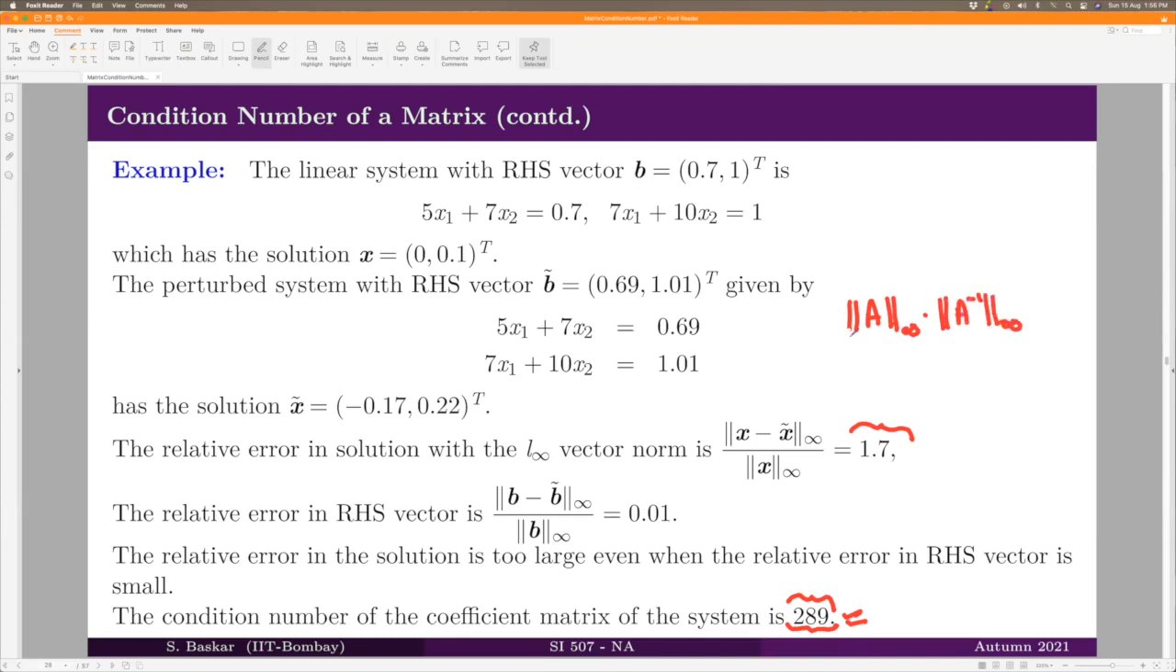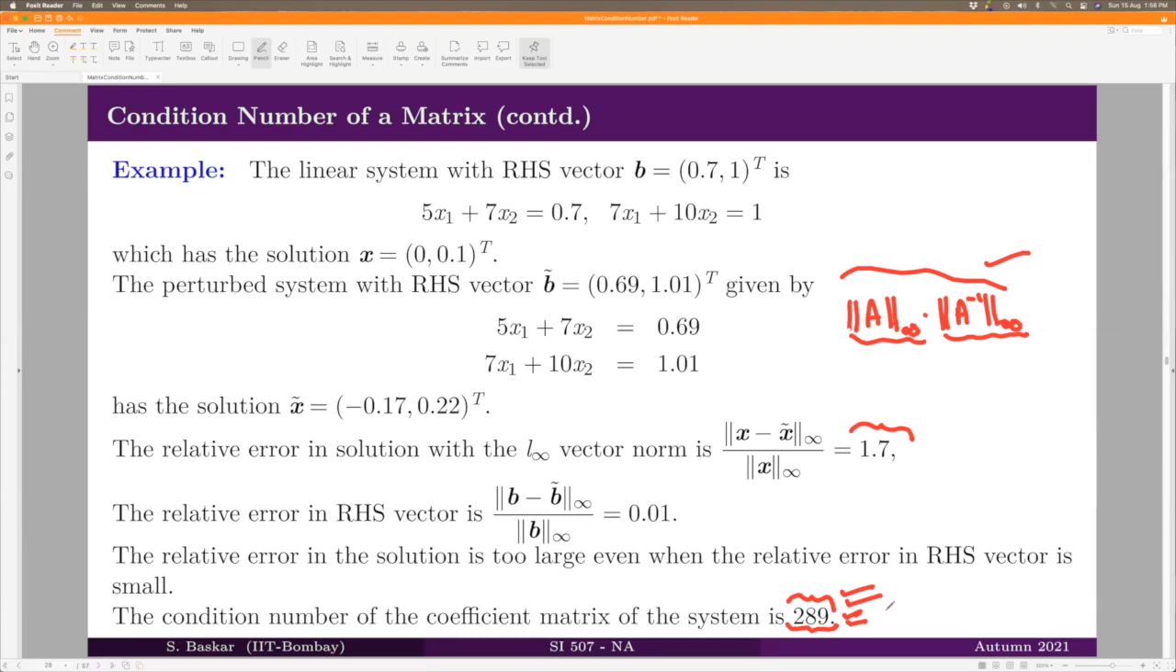And what is this infinity norm? You should go back to the corresponding theorem in the last lecture and see what is the corresponding subordinate matrix norm for the L infinity vector norm. You use that formula for A and A inverse and compute this number. That will give you 289. I leave it to you to check if you also get the same number.